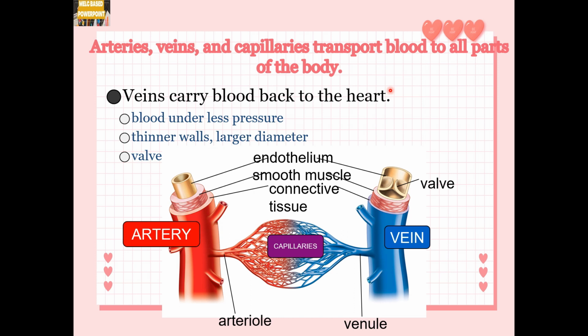Veins carry blood back to the heart. Blood is under less pressure. Veins have thinner walls, a larger diameter, and valves. As you can see in the picture, it is a vein. It has endothelium, smooth muscle, and connective tissue. And this is the valve. It also has a venule that connects the vein and the capillaries.